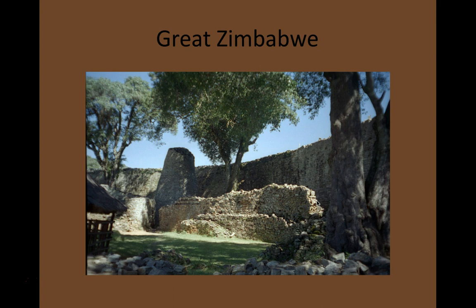In general, there are three main portions of Great Zimbabwe. The whole site covers about 1,800 acres, or about 5 square miles or so, okay?